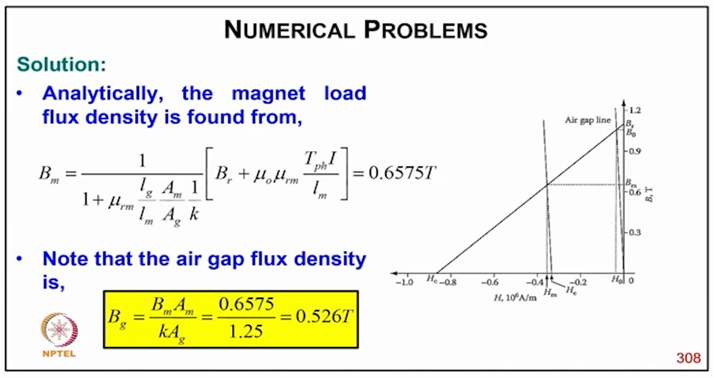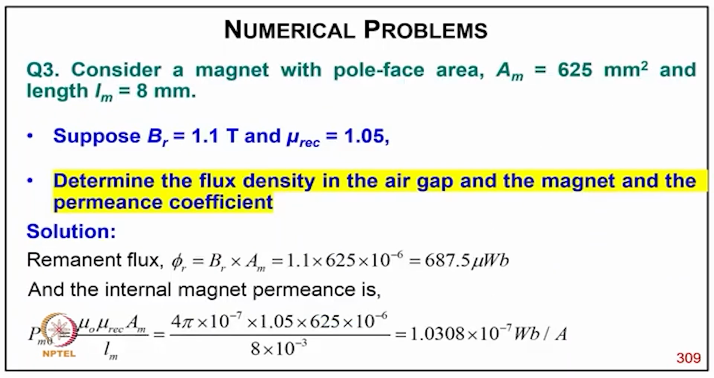And analytically, the magnet load flux density is found: Bm equal to 1 upon 1 plus mu rm Lg Am upon Lm Ag K, in bracket Br plus mu 0 mu rm Tphi divided by Lm, and putting the value it comes 0.6575 Tesla. And note that the air gap flux density is Bg equal to Bm Am upon K Ag, and it comes 0.526 Tesla.